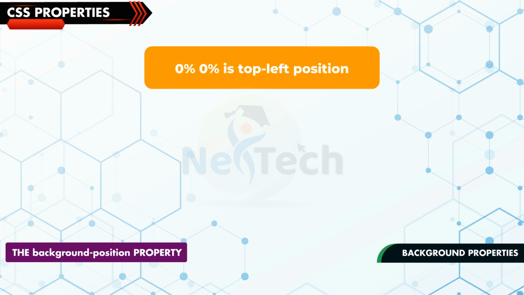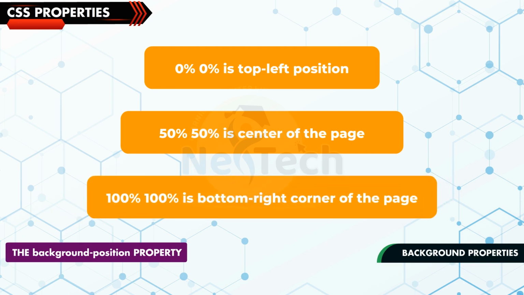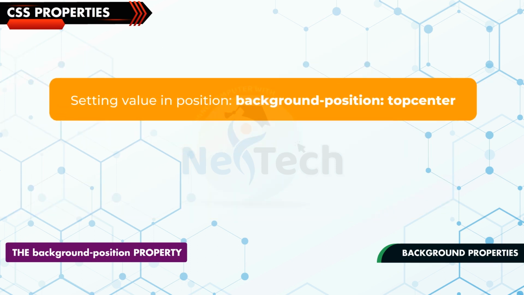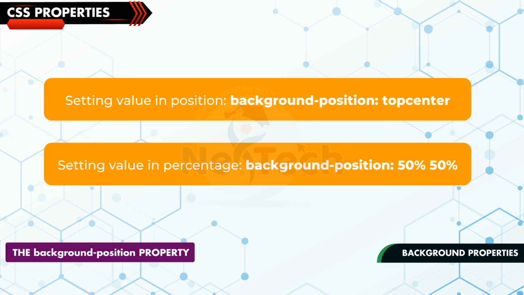Note: 0% 0% is top left position, 50% 50% is center of the page, and 100% 100% is bottom right corner of the page. For example, setting value in position, background position, top center. Setting value in percentage, background position, 50% 50%.